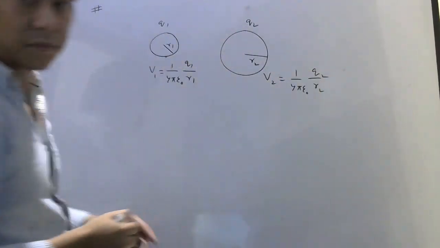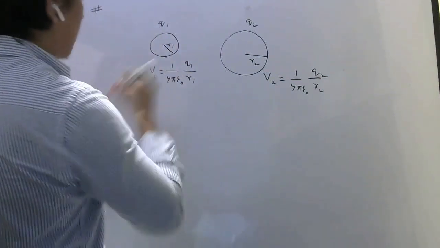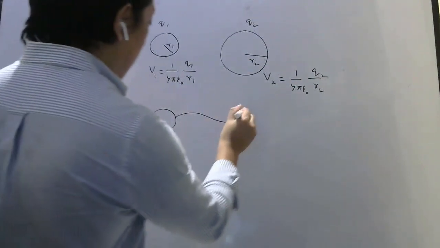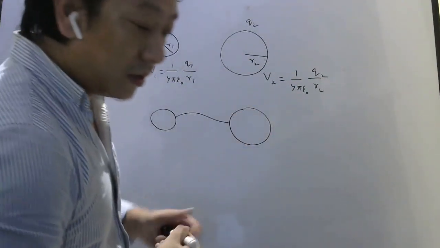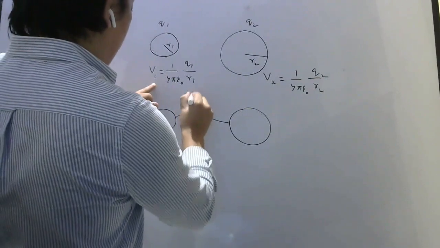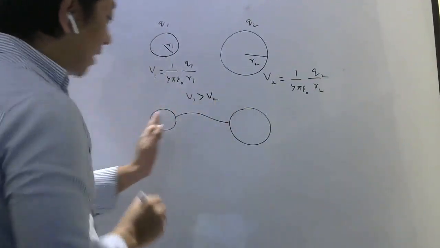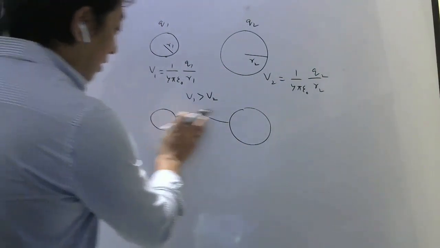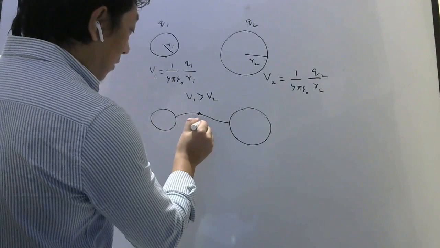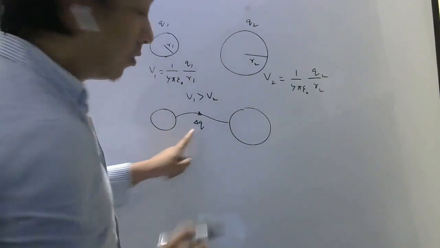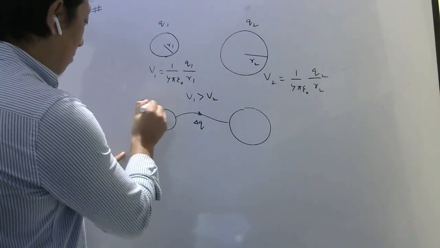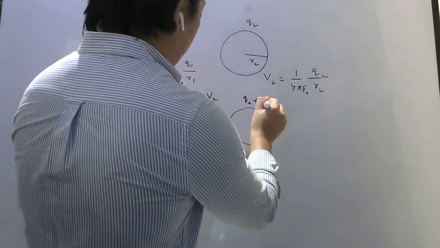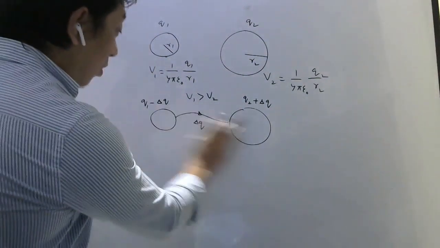Correct now? Okay. So now let us say I connect a wire between them. Suppose I connect both of them by one wire. Then let us assume V1 is greater than V2. Then charges will flow or not flow? Tell me quickly. Charges will flow now, 100%. So once charges will flow, let us assume delta Q charge will flow. If delta Q charge will flow, now this will have how much charge? Q1 minus delta Q. And this will have how much charge? Q2 plus delta Q.